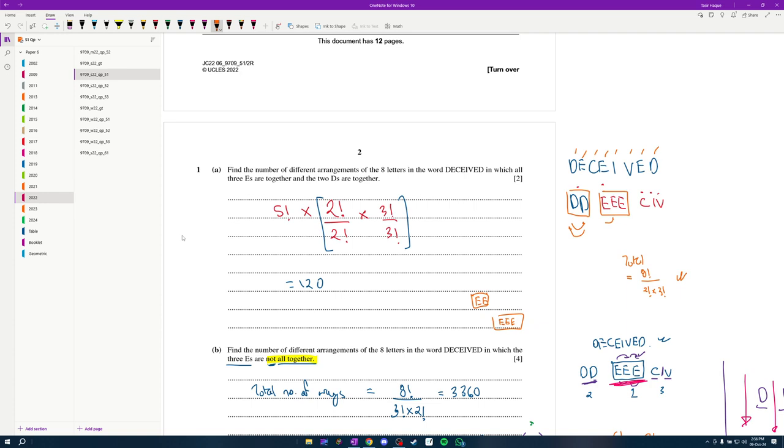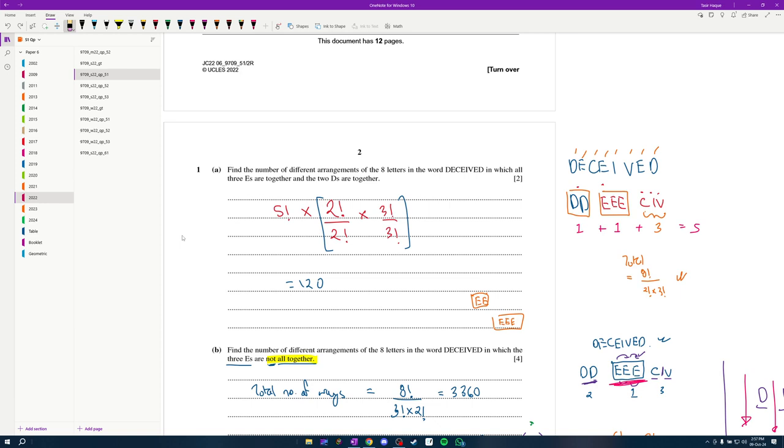How many units do we have in total? C, I, V, 3 units. And then the D's and the E's are 1 unit each. So we have 5 units in total, so for that, we have 5 factorial. And then for the D's, it's 2 factorial by 2 factorial, and for the E's, it's 3 factorial by 3 factorial. But this part is totally optional. You can choose to not write this at all, and it would still be fine. Okay, do you guys understand?